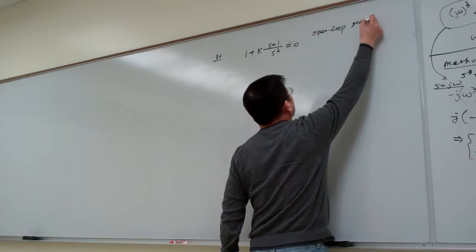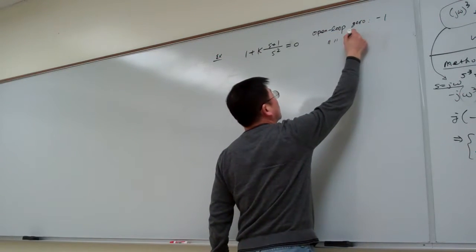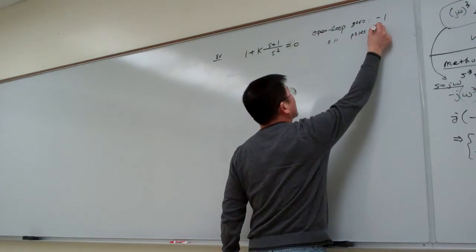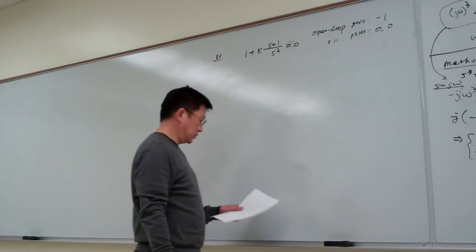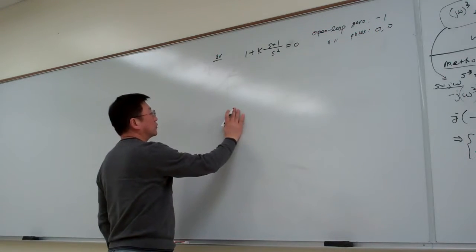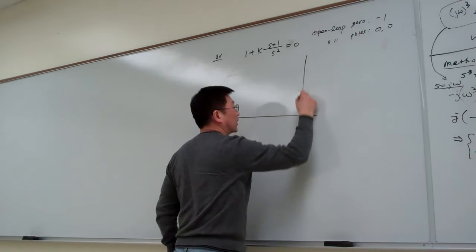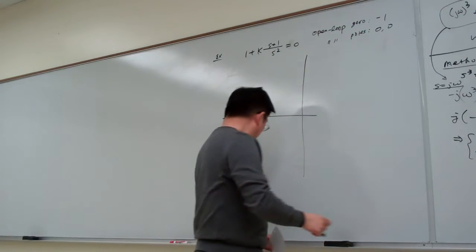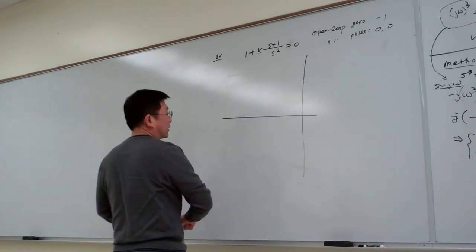So that is minus 1 and open loop pole. And that is 0, 0. Okay, so from here we can see how we can do it. So we can draw this one here. And that is the complex plane.